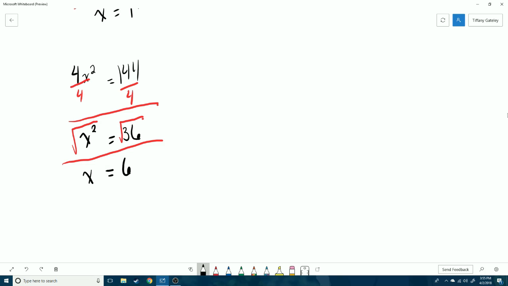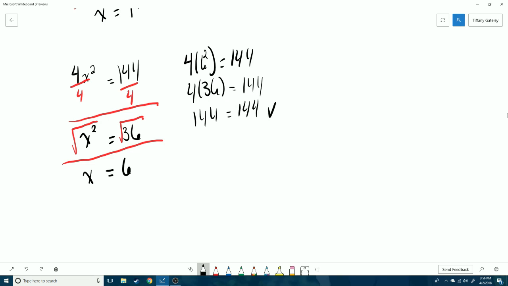And again, to check your work, let's plug it back in to our original equation to see if it works. So 4 times 6 squared equals 144. 4 times 36 equals 144, and 4 times 36 is 144. And that's correct.